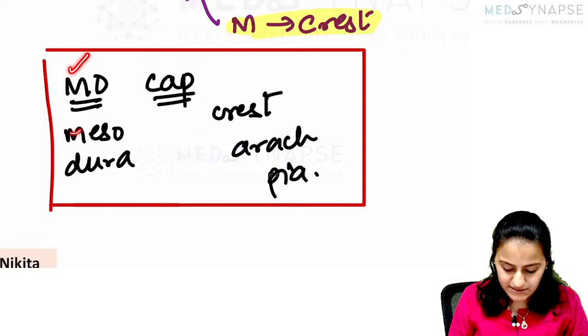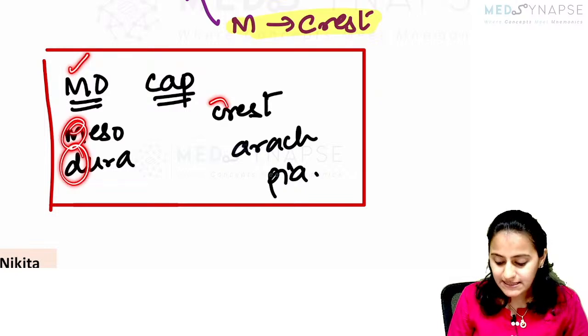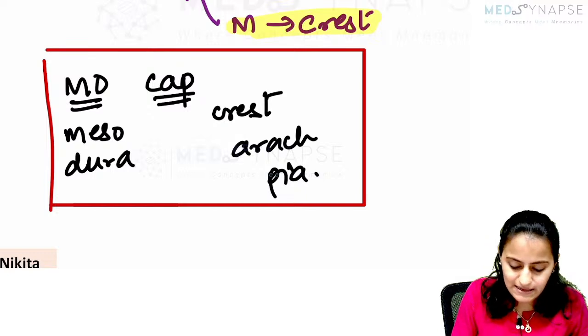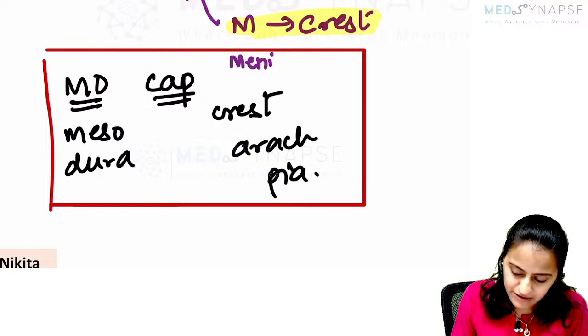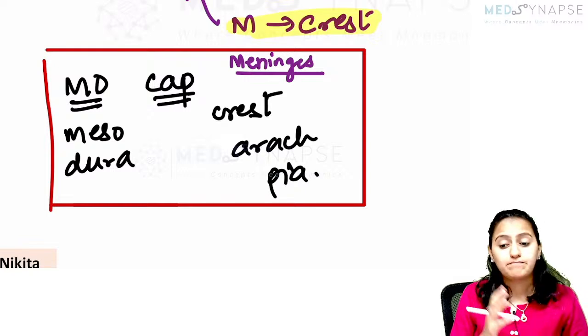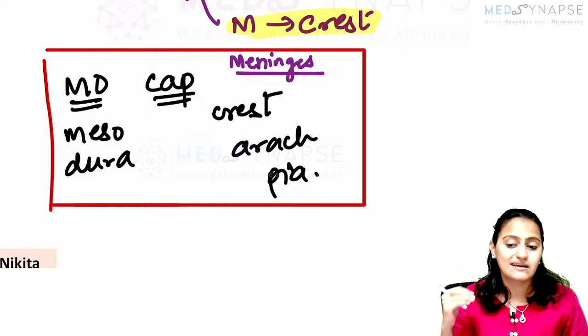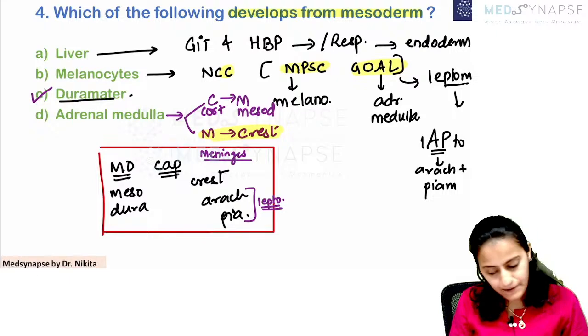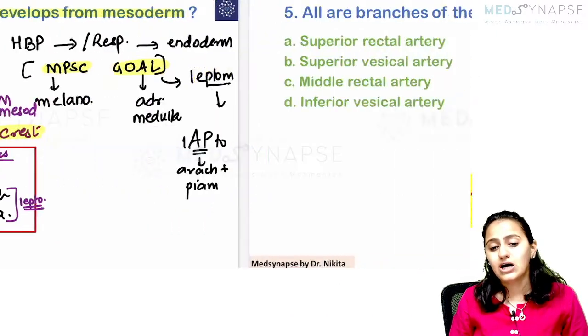for mesoderm, from mesoderm develops the dura mater, and from crest develop the arachnoid and pia mater. So basically MD cap is your mnemonic for which germ layers the meninges develop from. Mesoderm gives the dura mater, crest gives the arachnoid and pia mater. So basically these are the leptomeninges. Okay, the leptomeninges.